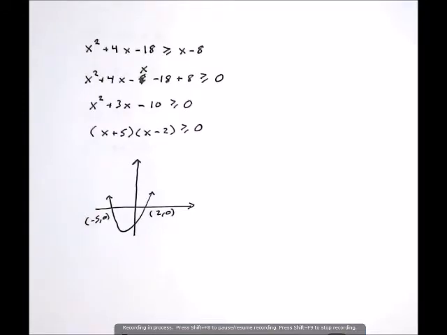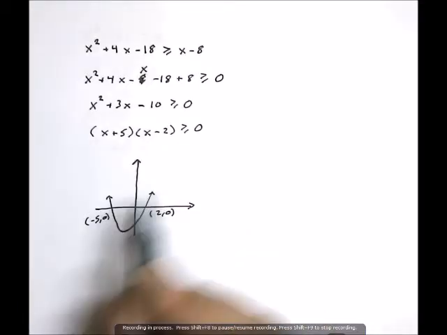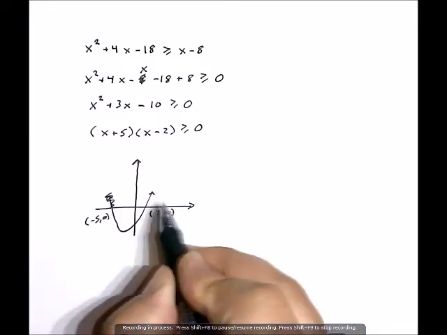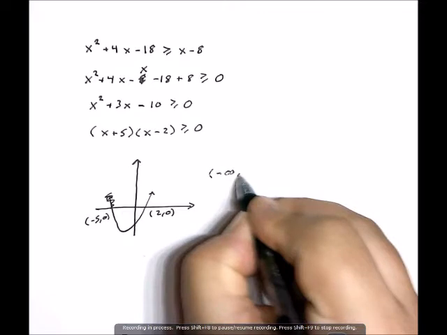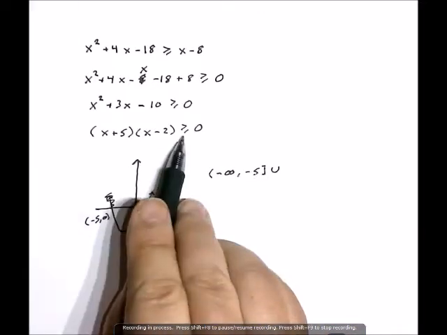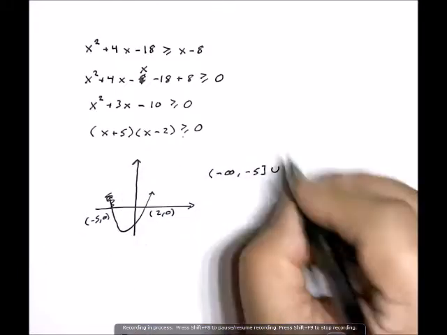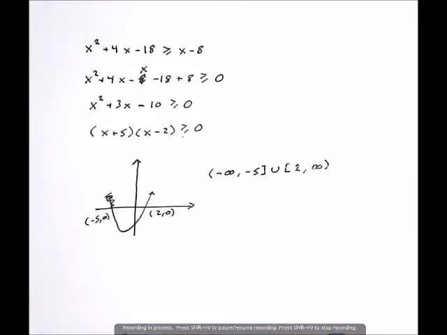And now we're looking for the places where it's greater than or equal to 0, which means above the x-axis and on the x-axis, which will be this branch here, which is negative infinity to negative 5, with a closed bracket because we're including the negative 5, and we're unioning that with 2 to infinity, which is this branch here. And we're done.